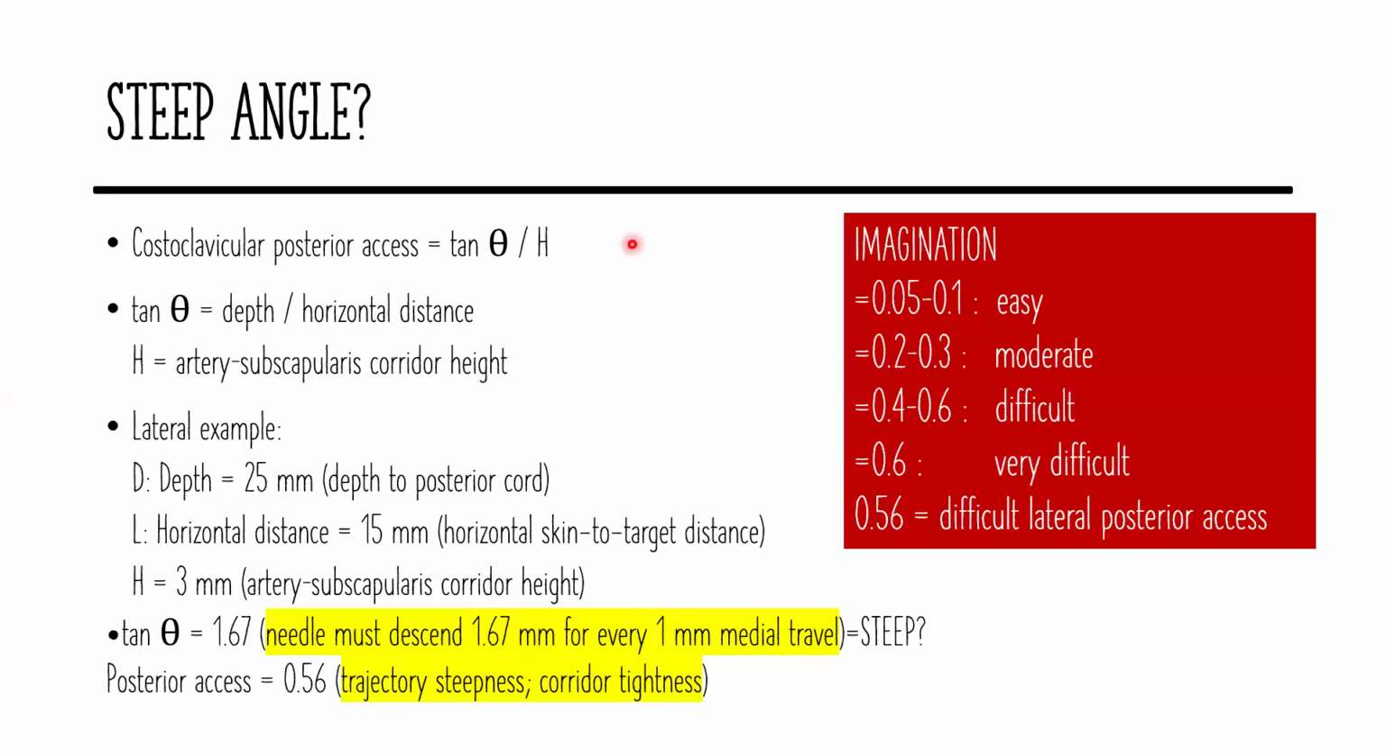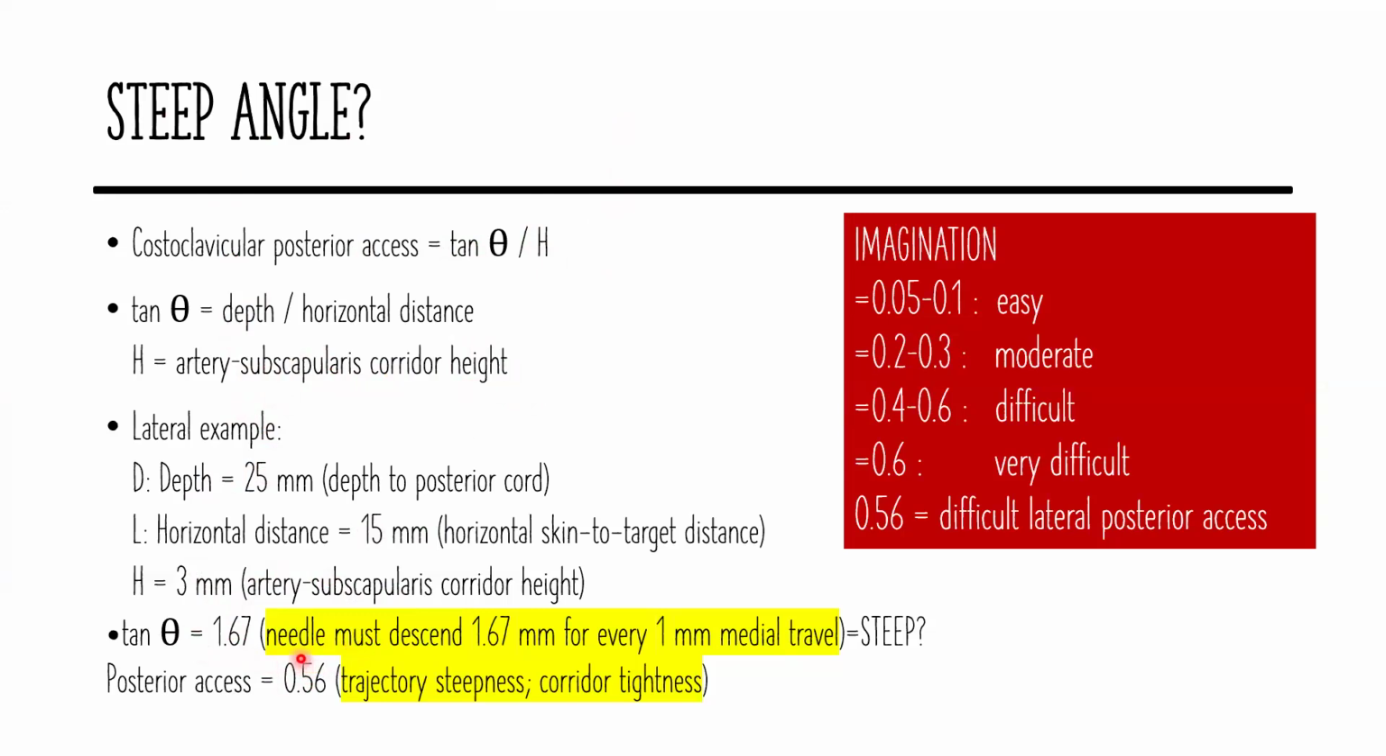Now, this is what we are trying to do. We are trying to evaluate the costoclavicular access through a formula which we have learned in geometry. This is something that the students may find difficult. Even I am finding it difficult. But this is what we are trying to find out. We try to find out the tan theta against the height. That is the particular corridor that we are trying to find out.